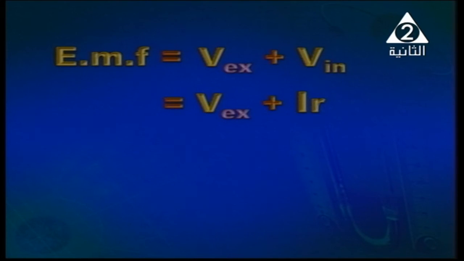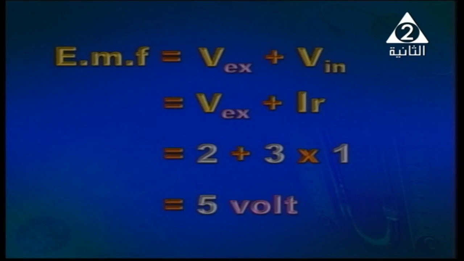And now we can calculate the EMF of the cell. It is equal to V external plus V internal, that is, V external plus I r. So the EMF is equal to 2 volts plus 3 times 1. It will be 5 volts. So the EMF of the cell is equal to 5 volts.